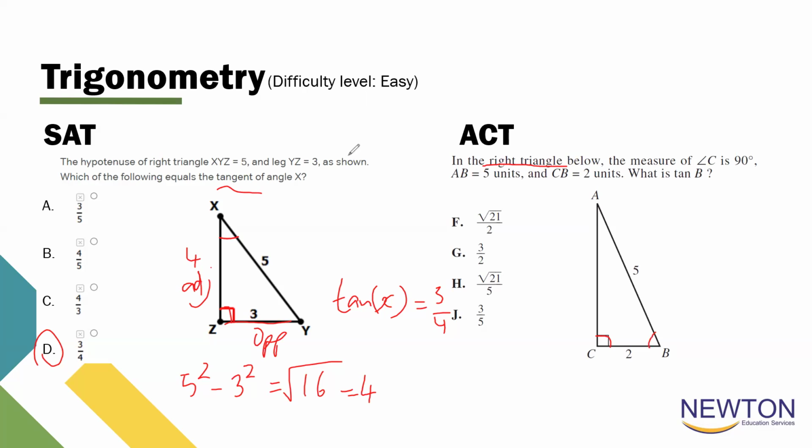They didn't give us a lot of words like the hypotenuse. We already know that AB is obviously the hypotenuse. So here the SAT is a bit wordy for no reason, but the ACT is more straightforward. Now, because it's a right triangle, we want to get AC, because to get tan B, we need opposite and adjacent, right?